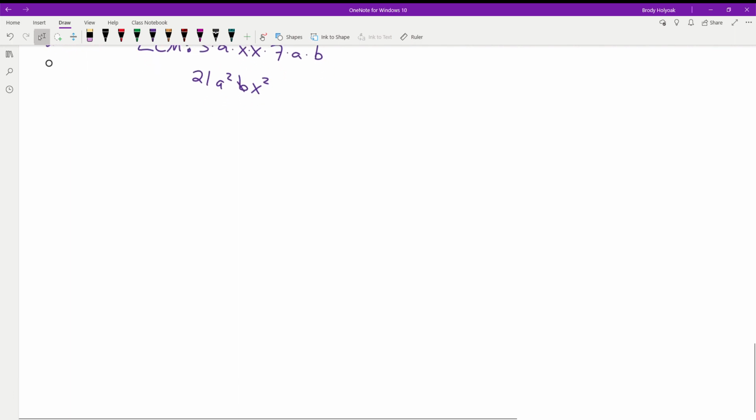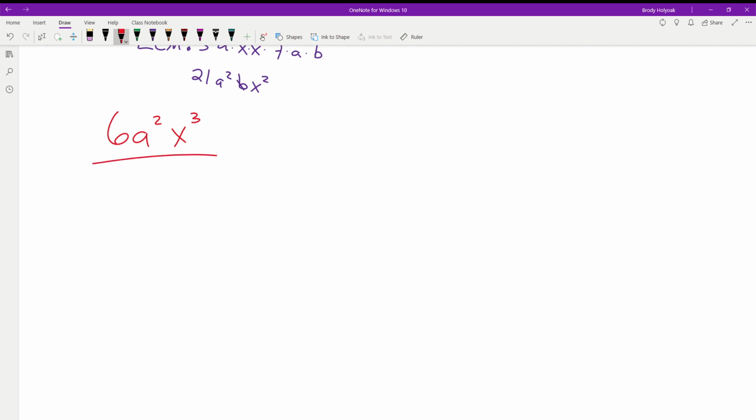Another reason this is important is when we start getting into the multiplication and division of polynomials, or monomials, sorry. So what's a monomial? Do you guys know? One number, one term. And a term is defined as something that is together and not separated by an addition or a subtraction sign. So we have 6a squared x cubed divided by 2ax to the fourth.